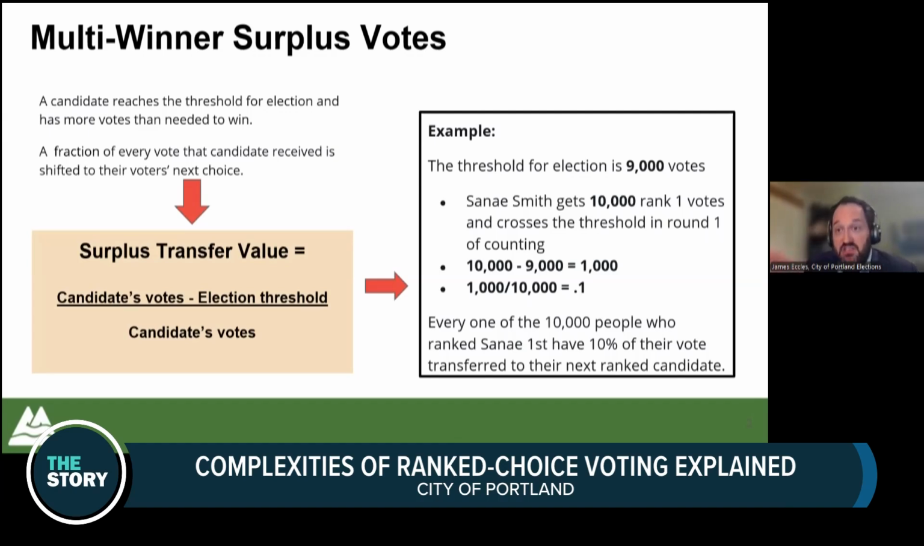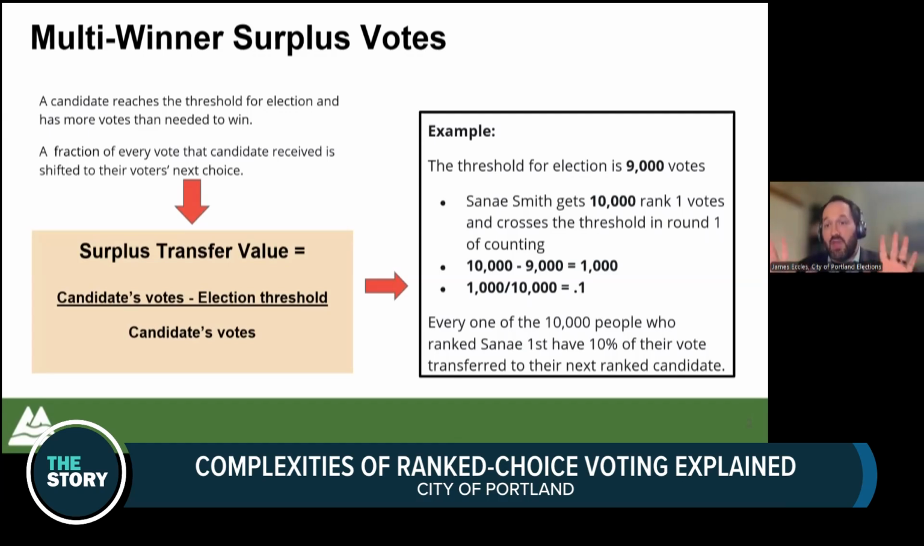Now, the equation to figure out how much of each ballot we shift over is this simple equation, what we call the surplus transfer value. It's just candidate's votes minus the election threshold, divided by candidate's votes. So if we say our threshold is 9,000, that's that 25% plus one number that we talk about, and this hypothetical candidate, Shanae Smith, gets 10,000 votes in the first round of voting. So they are going to get elected.